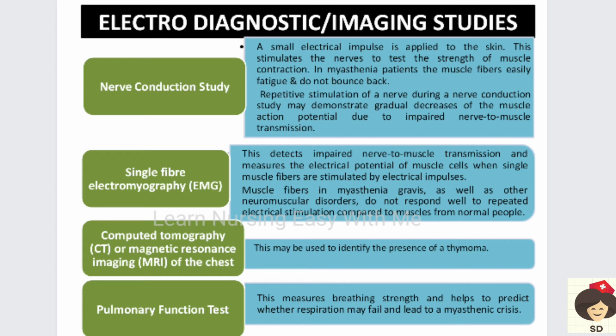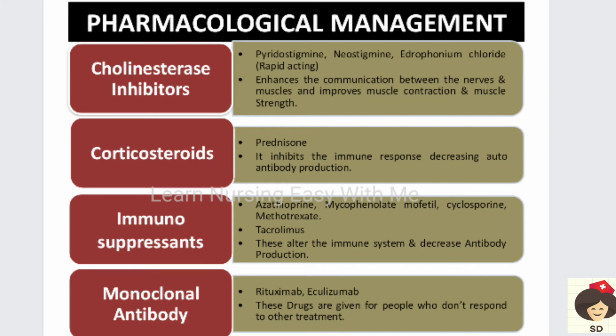And a CT scan or MRI of the chest will be done in order to identify if there is a thymoma, that is a tumor of the thymus gland. And a pulmonary function test will see if the patient is having any problems with respiration, because if the patient is in a severe myasthenic crisis, then the patient will have problems with swallowing, so aspiration can occur, and problems in breathing can also occur, which you can identify using a pulmonary function test. And the treatment is pharmacological management.